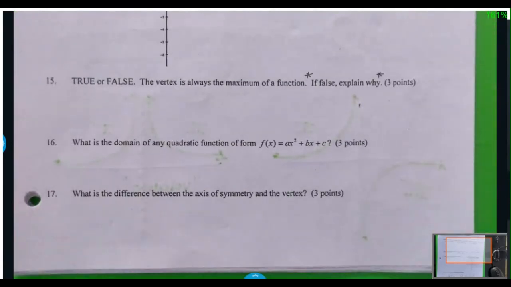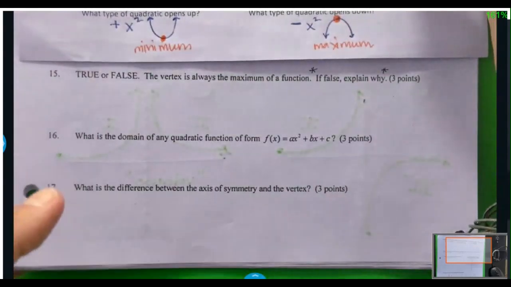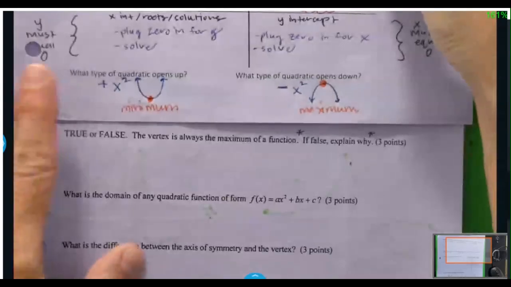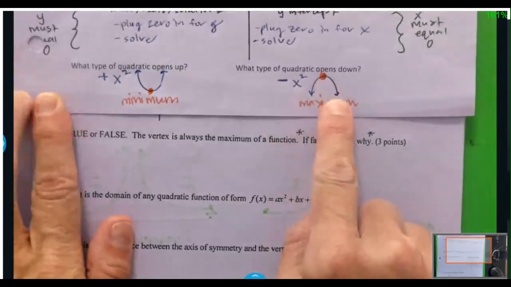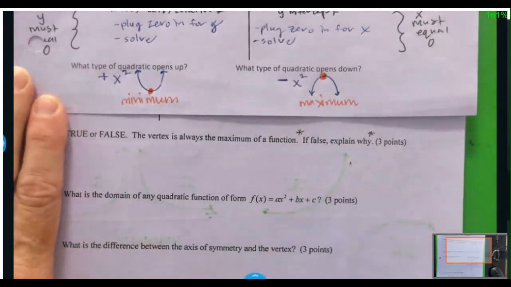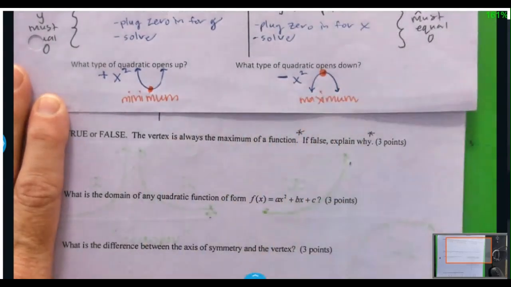Number 15, true or false? We talked about this. It's right here on this paper, so let me put this up here. True or false? The vertex is always the maximum. This is a picture of what I mean. In other words, the highest point of a function. Is that true or false? Is the vertex always going to be a maximum?